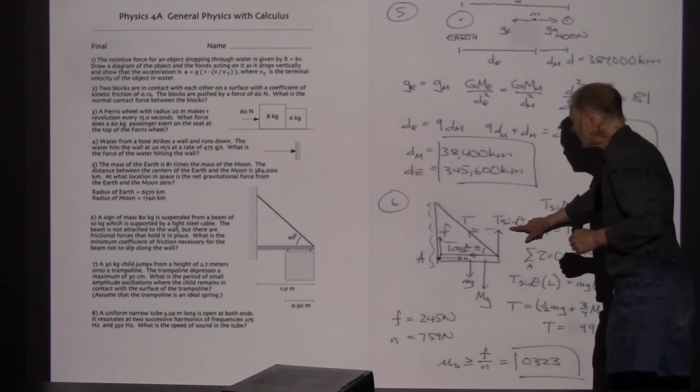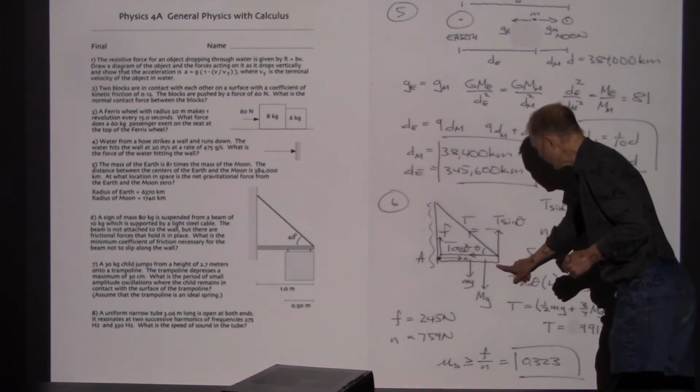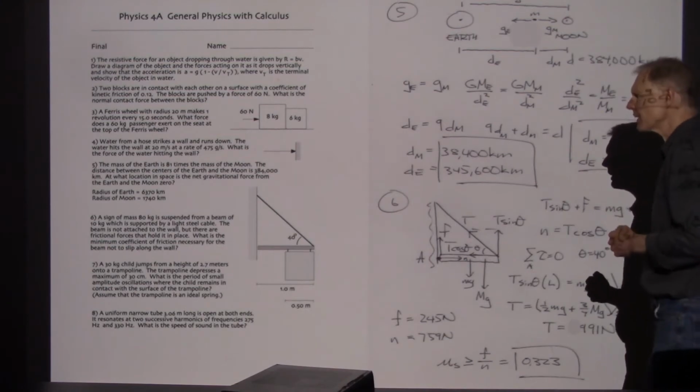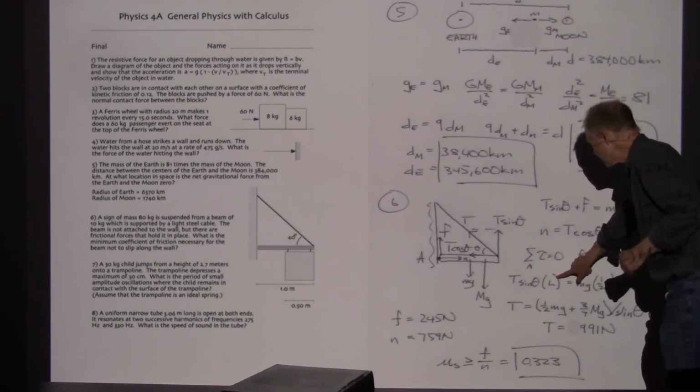T sine theta does have a lever distance. And relative to point A, T sine theta has a lever distance. I'm just going to call it L. Did they tell us what the length is? That's 1 meter. I'm going to call this distance L.